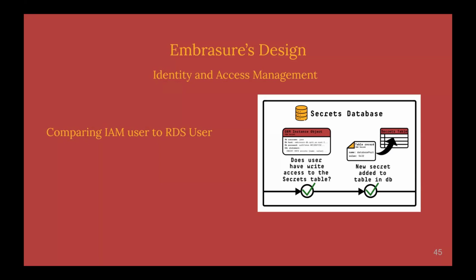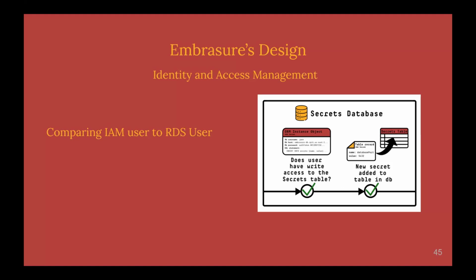Embrasure uses the signed IAM authentication token to verify users, rather than a traditional database username and password. Once the user's request containing their IAM username and IAM authentication token reaches the API server, those credentials are used to connect to the Postgres database. The database checks that the credentials are valid using IAM and that the user has an attached IAM policy that authorizes them to connect to the database.